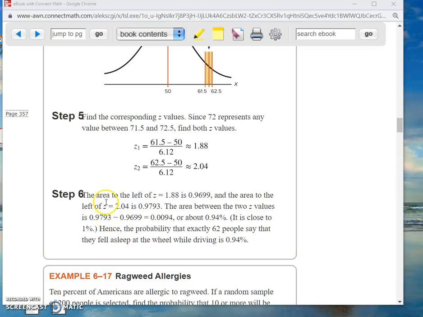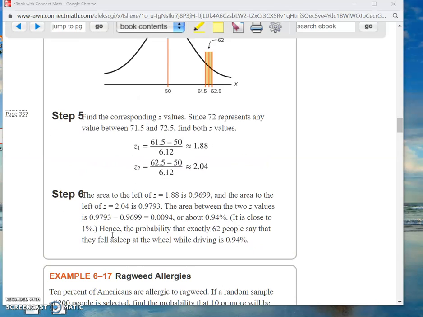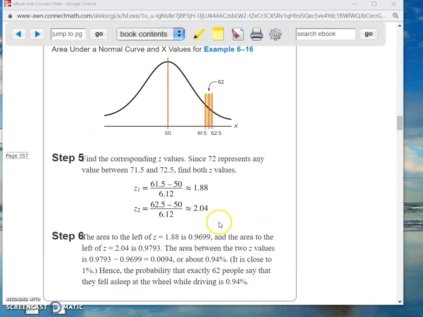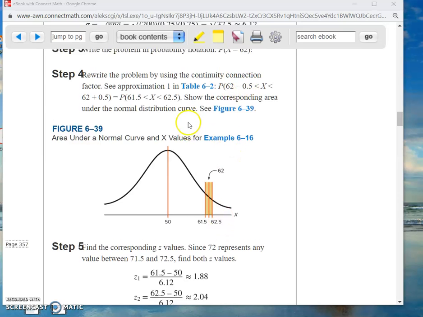Okay, two big mistakes here. I apologize. I'm just not good enough at editing these tapes to go back and change it. I said 94%. Obviously, that's not correct. It's 0.94%. In other words, it's less than 1%. So roughly speaking, it's about a 1% chance that 62 people will fall asleep.